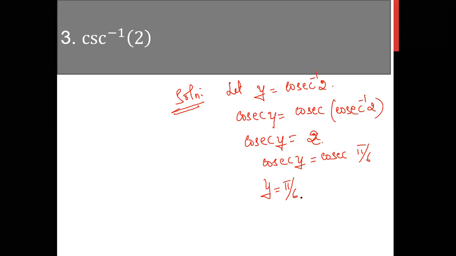Now we are not done with the answer. Check whether this belongs to the principal value branch. What is the principal value branch of cosecant inverse x? It is minus pi by 2 comma pi by 2 excluding 0, and pi by 6 belongs to this. Therefore, pi by 6 is the answer. Good students, you are on track. We'll move on to the next question.